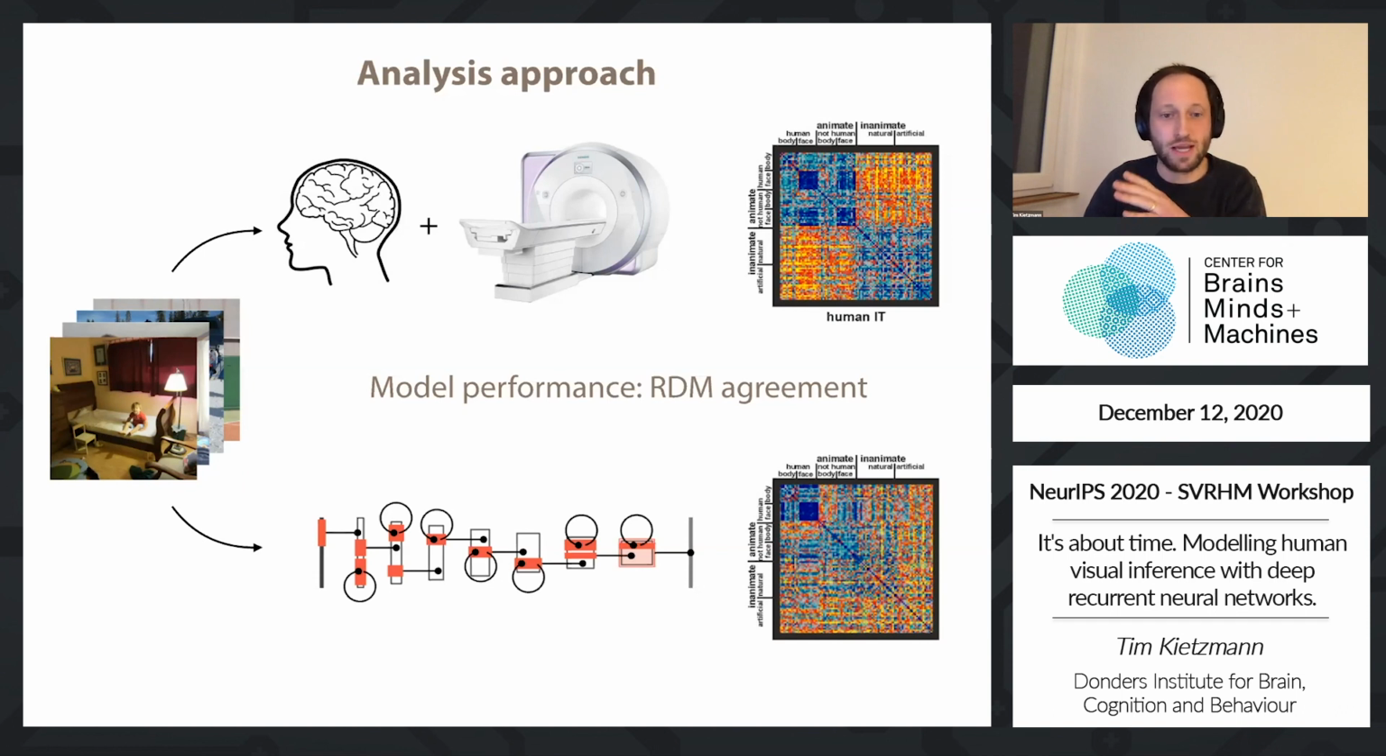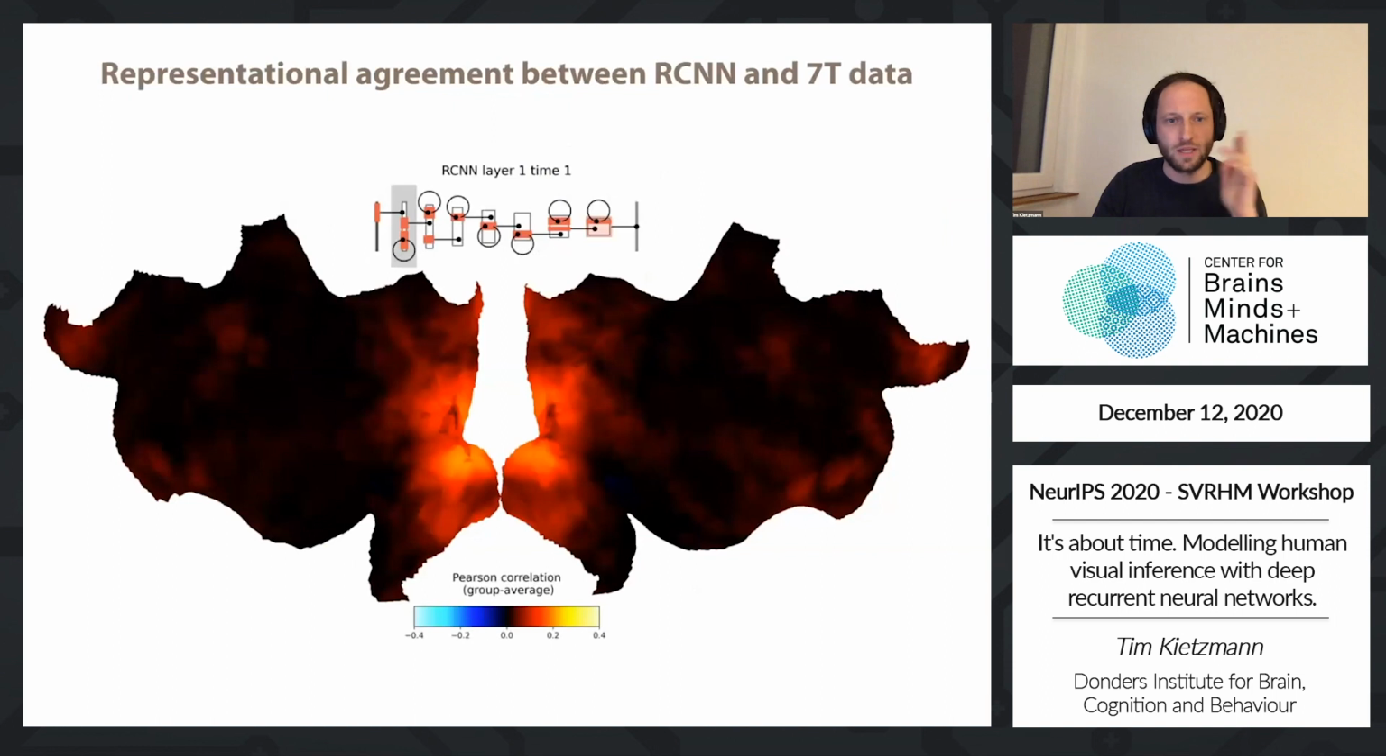And what I'm going to show you next is the results of a searchlight approach, where we took each time point and each layer in the model, and we search through the whole brain and mark how well the RDMs of the model agree with what we found in the brain. So I hope this wasn't too fast. So I'm going to show you a movie now.